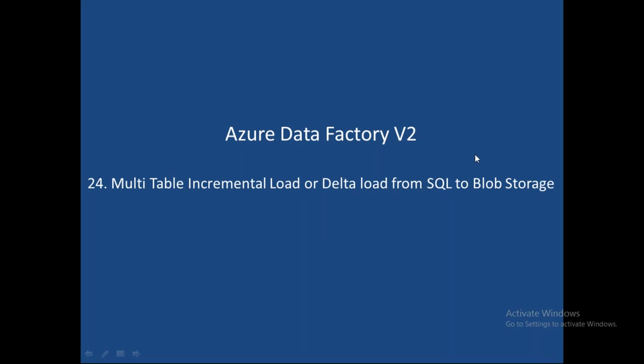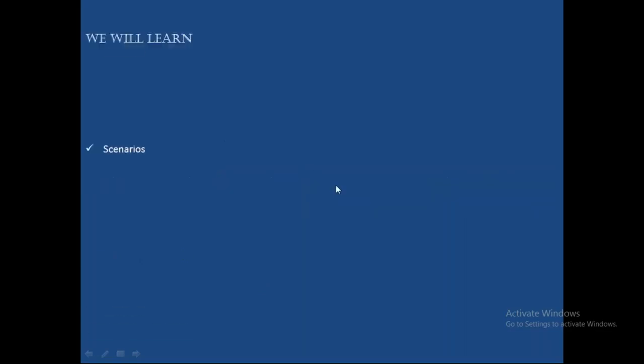So now, in real time, we have multiple tables that we need to copy incrementally. So how can you do that? That is the thing we are going to discuss: multi-table incremental load or delta load. Today we are going to deal with multiple tables.